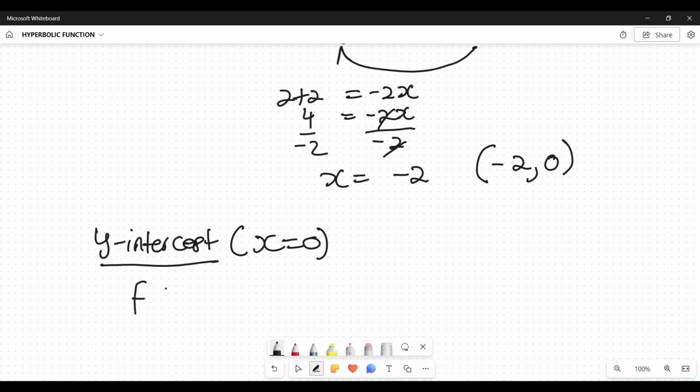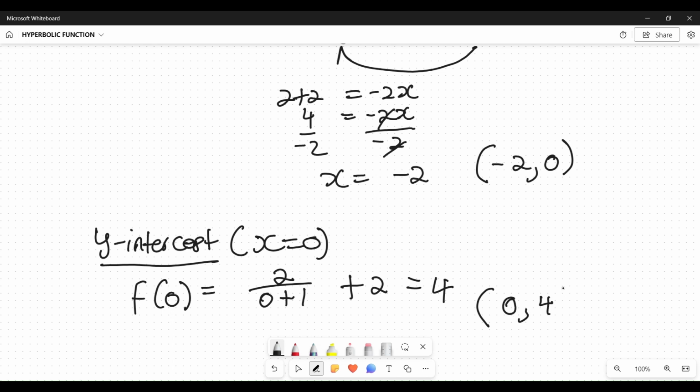Remember that for the y-intercept, x equals 0. So therefore we are going to say f of 0 equals 2 over 0 plus 1 plus 2. So now it will be 2 divided by 1, which is 2, plus 2 is equals to 4. Then in coordinate form, our y-intercept is 0 and 4.